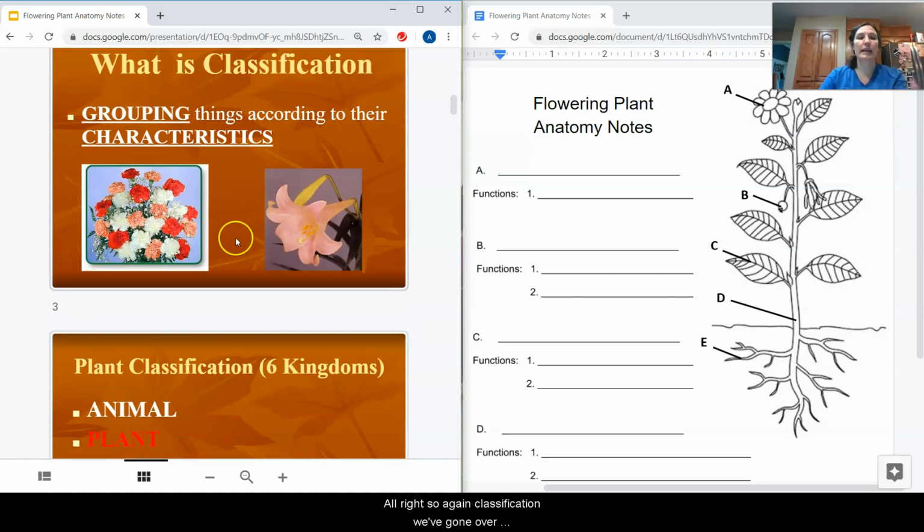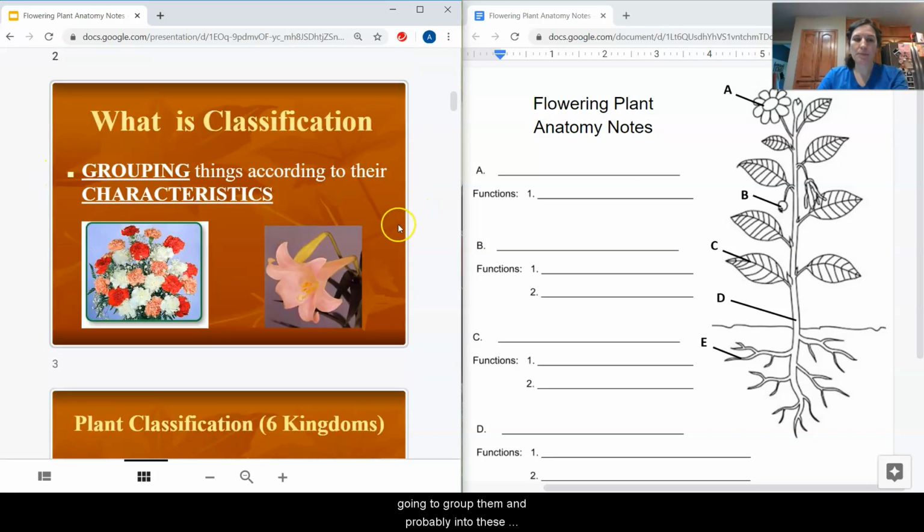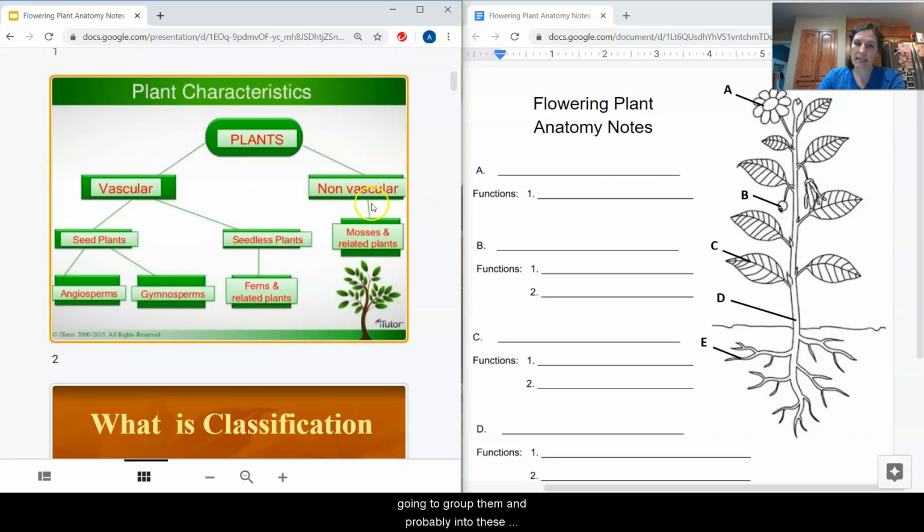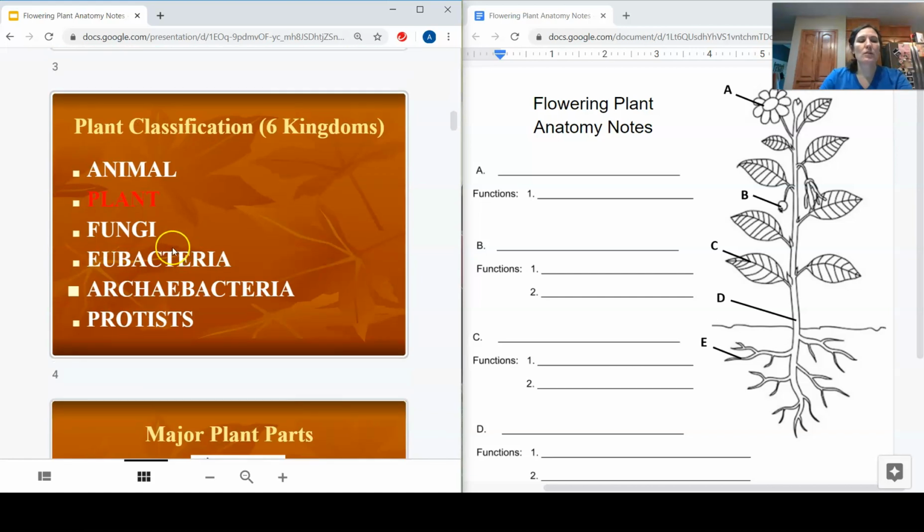All right, so again, classification. We've gone over taxonomy and how we classify things into kingdoms, phylum, class, all the way down to a species. So plants have their own classification just like animals do. So we're going to group them into these categories: vascular, non-vascular, seeds or no seeds, flowers or no flowers. So the first classification is that we are talking about the plant kingdom. The PowerPoint that you were given had just bacteria all in one group because they are very similar.